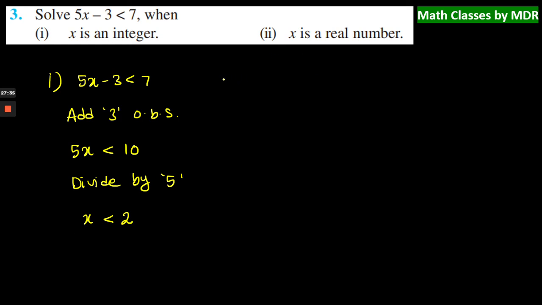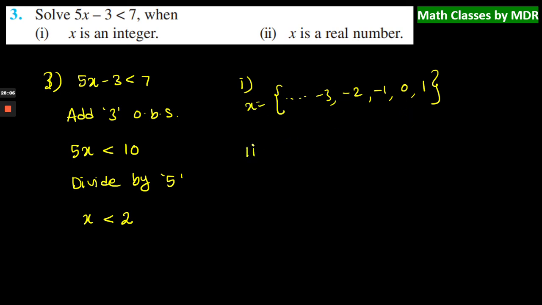So now the first case, so let me write the 3 here. The first case, x is an integer. When x is an integer, how many numbers are there less than 2? We'll have 1, and then 0, and then minus 1, and then minus 2, minus 3, and so on. So these are the values of x if it is an integer.